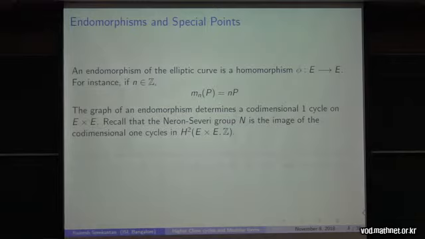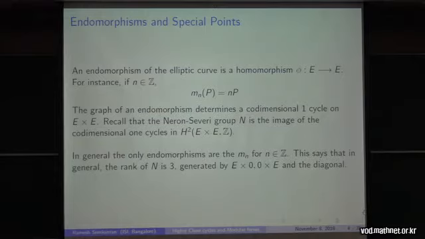And there's a group called the Neron-Severi group, which is the image of codimension one cycles in H2 of E cross E, Z. Okay, so there is a map from this group of codimension one cycles on E cross E to certain cohomology groups, and the image is called the Neron-Severi group, maybe in one way of thinking about it. Okay. So in general, the only endomorphisms of an elliptic curve are given by multiplication by an element of Z.